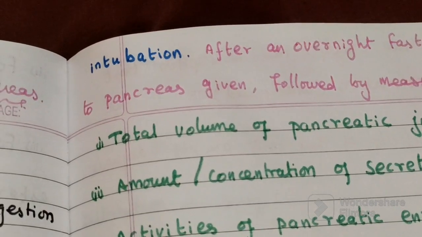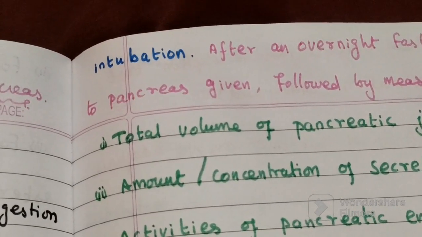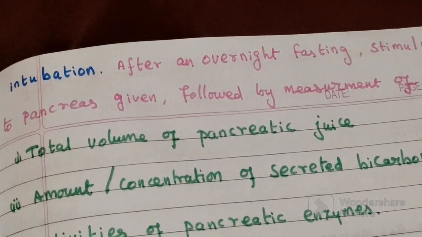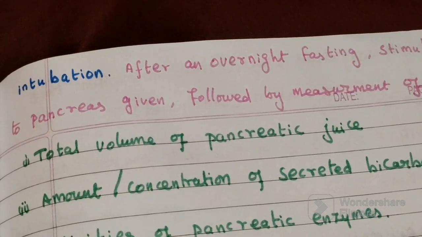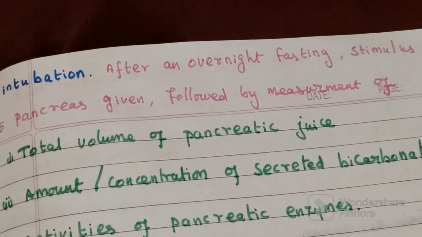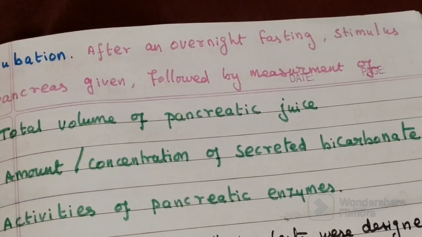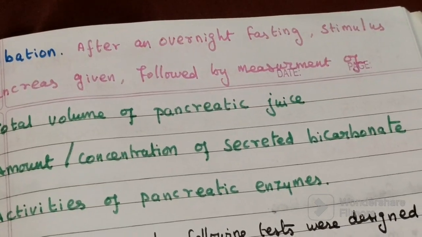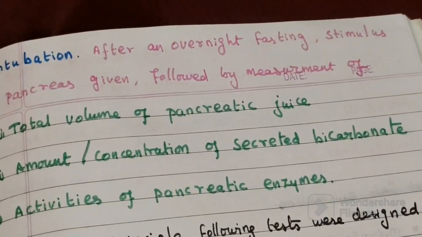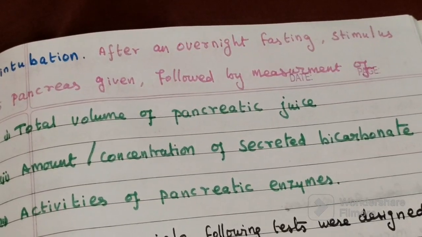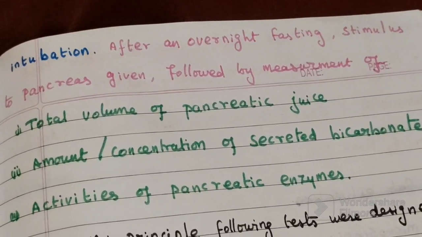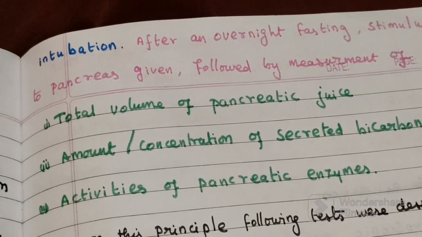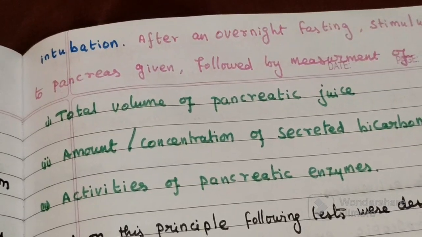What is done by this test after an overnight fasting? Stimulus for secretion of the pancreas is given. After that, a tube is inserted into the duodenum, and the secretion produced by the pancreas is collected, and this GI fluid aspirate can be measured.